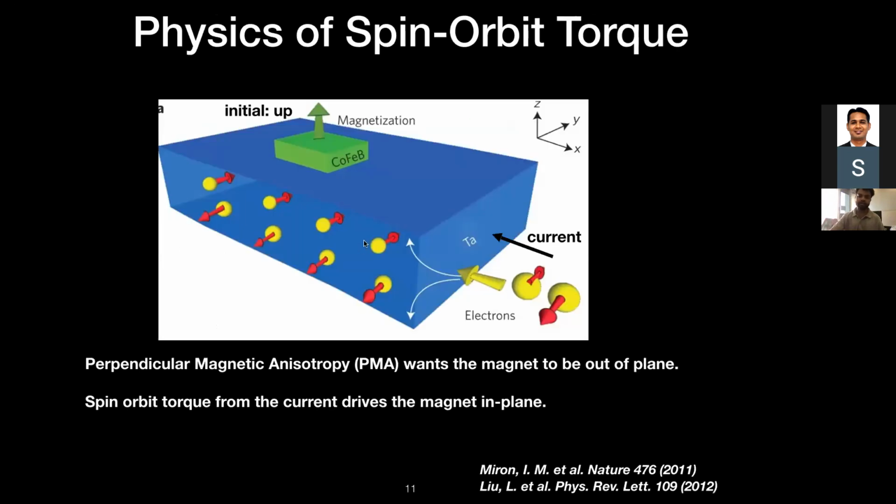That led me to explore the physics of some ferromagnetic devices, where you have magnetic materials like cobalt and boron, about 1 nanometer thick, sitting on top of a tantalum bar, which is about 10 nanometers thick. This is a heavy metal. When current flows through this heavy metal, you generate a lot of spin polarized electrons, and the spin polarized electrons are so efficient that they can switch the magnet.